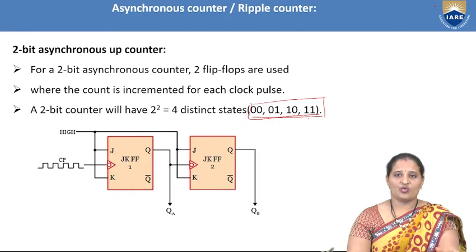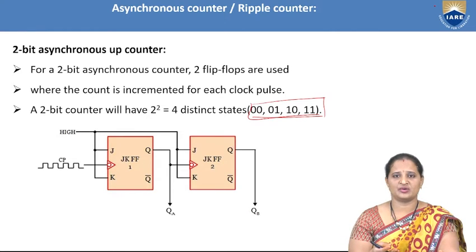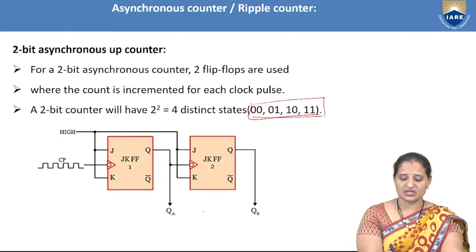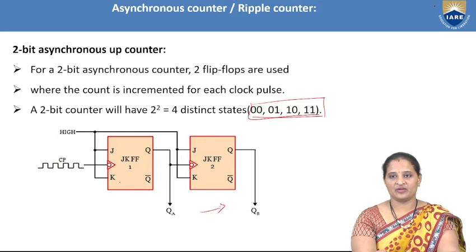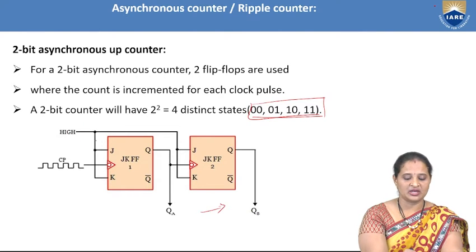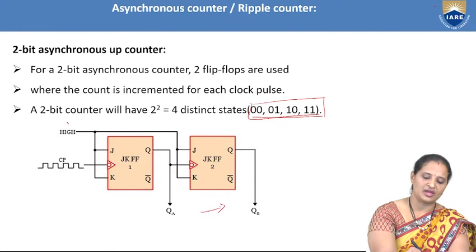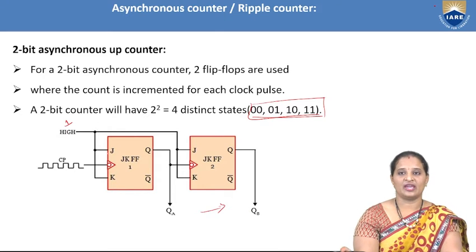Now let us see what the structure of a 2-bit asynchronous counter is, how it operates and how it undergoes the 4 states. This is a 2-bit asynchronous counter logic circuit where we have used JK flip-flops, and in both the JK flip-flops, the J and K inputs are tied to logic high. That means we are continuously applying logic 1 as inputs to J and K.